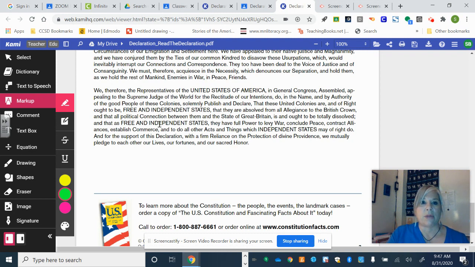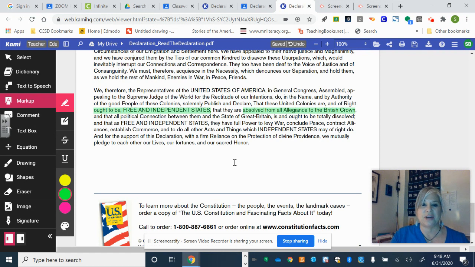Do in the name and by authority of the good people of these colonies solemnly publish and declare that these united colonies are and of right ought to be free and independent states. So this is their argument. They are arguing for their freedom. And they're absolved from all allegiance to the British Crown. So we no longer are under control. We have said, we're done with you. We don't want any part of you, King of England.